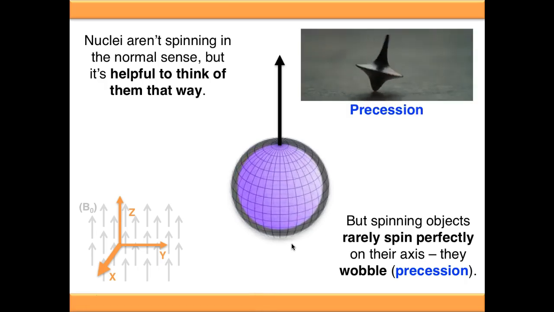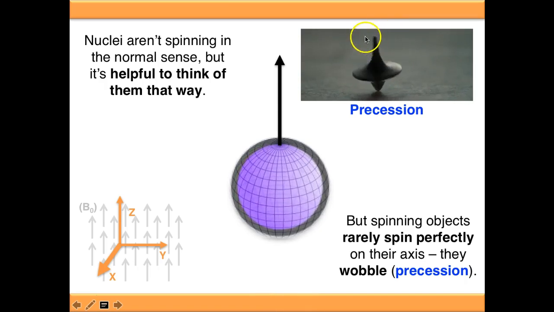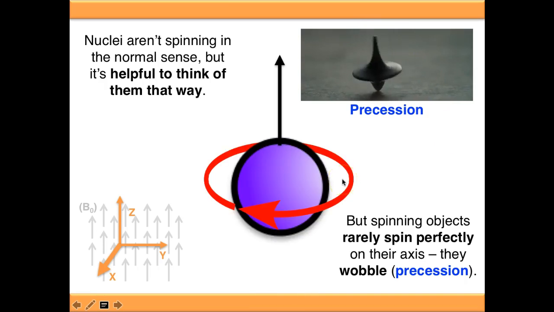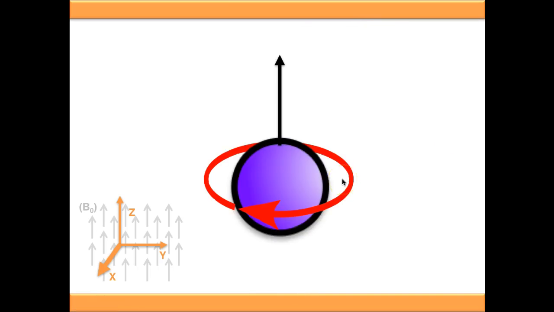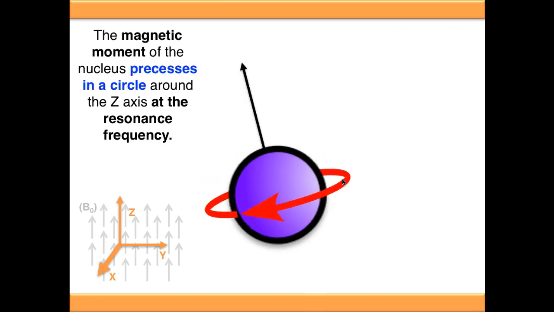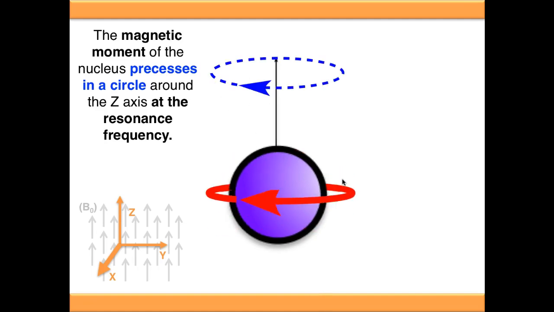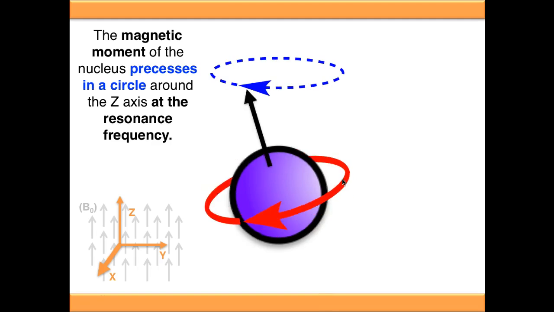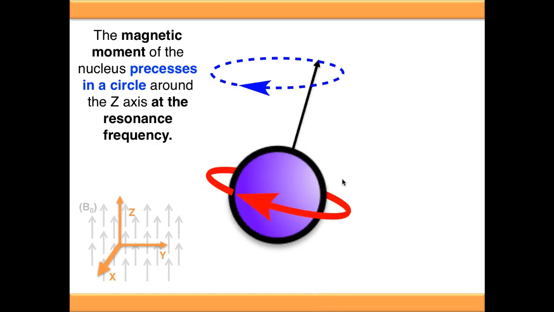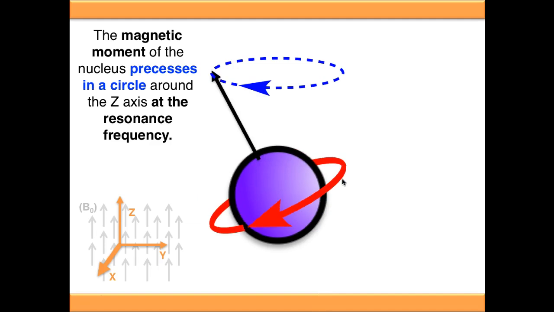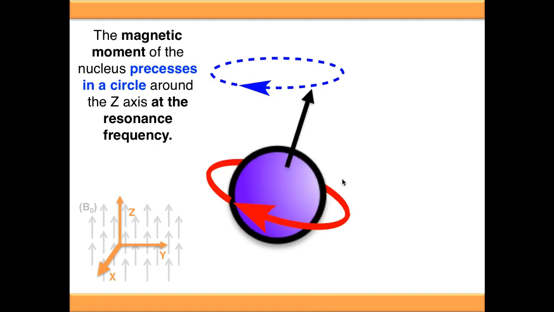If you ever spun a spinning top, you will know that the top is itself spinning on its axis, but the top of the axis over here you can see is moving in a circle, and this is what we call precession. So our nucleus is spinning on its axis, but actually it's not spinning perfectly on its axis. The magnetic moment is precessing around in a circle, and that's precessing around the z-axis at the resonance frequency. So this precession is occurring at the Larmor frequency, or the resonance frequency.